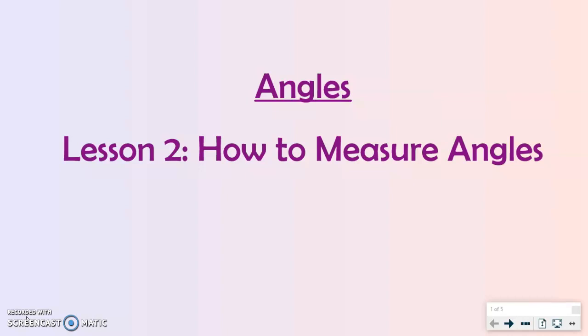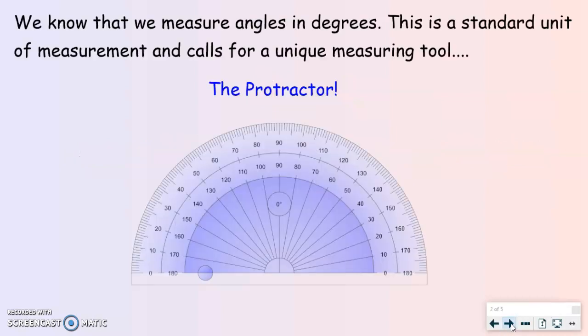Everyone, we're moving right along in our angles unit with lesson 2, which is how to measure angles. So we've already discussed angles and we know that they're measured in degrees. Up until now, we've really just learned how to recognize some basic angles. Right angles are 90 degrees. Straight angles are 180. And then we also talked before about obtuse angles being greater than 90 degrees but less than 180. And then we also talked about acute angles, which are less than 90 degrees.